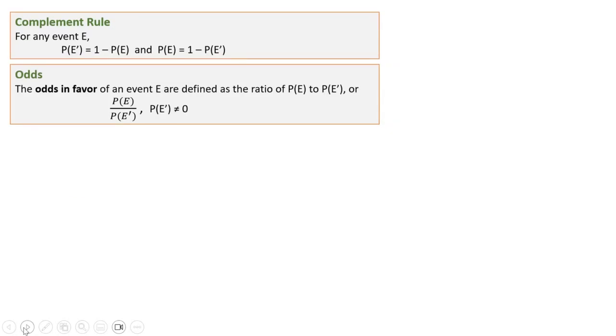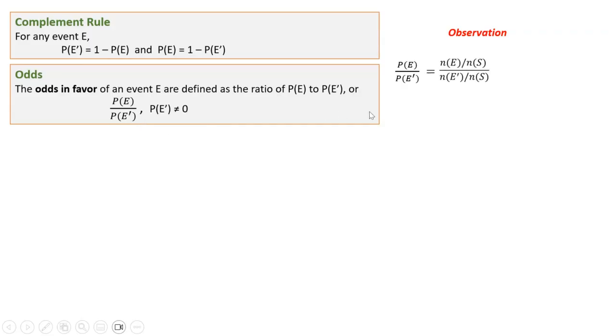Now this is called the complement rule. For any event, the probability of E complement is equal to 1 minus the probability of E. And P of E is equal to 1 minus the probability of the complement, because the complement means not. Now, odds in favor of an event is going to be the probability of the event over the probability of not the event, or the complement of the event.